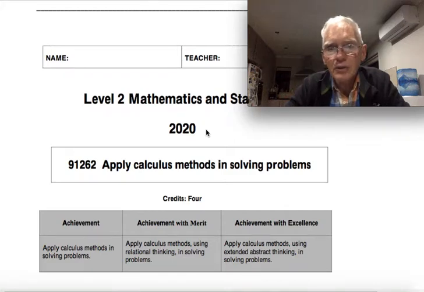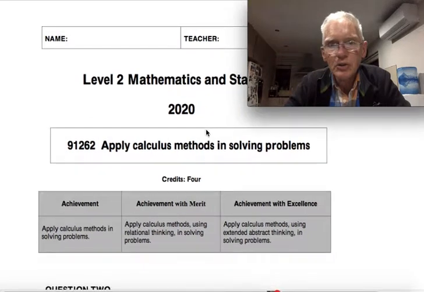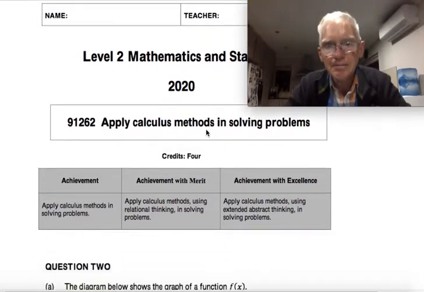Right, here we go for question 2 of the Calculus 2020 exam. We're going to do the achieved and merit questions, so let's see how we get on with this.